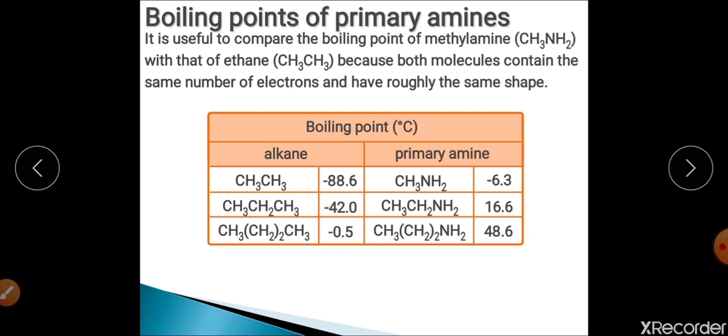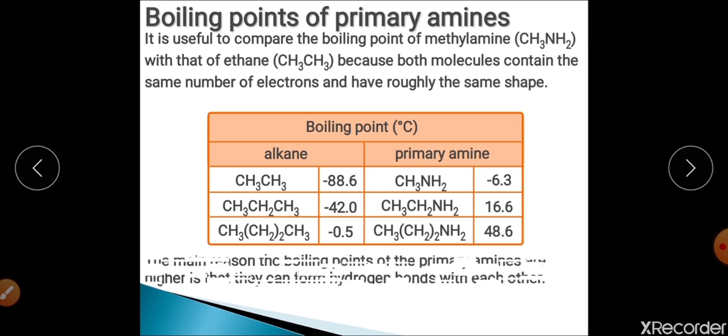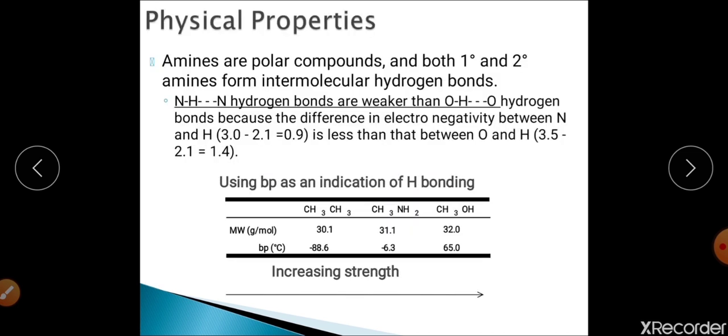It can be clearly seen in this slide that amines have a higher boiling point in comparison to hydrocarbons of comparable molecular mass, and the reason for their high boiling point in comparison to alkanes is their polarity and hydrogen bonding. Because they undergo hydrogen bonding, they have a high boiling point in comparison to simple alkanes.